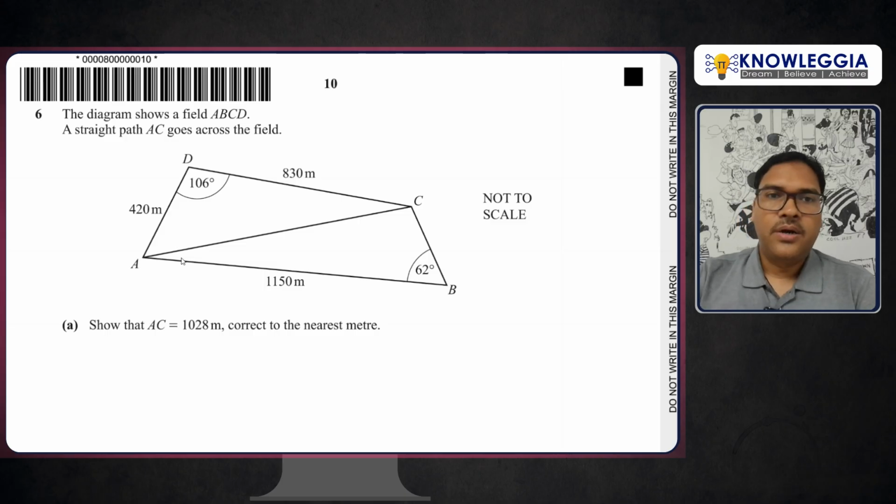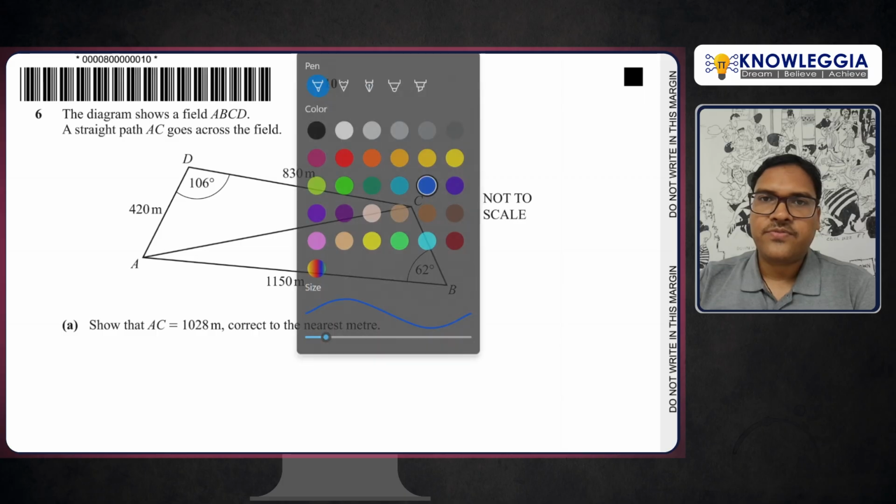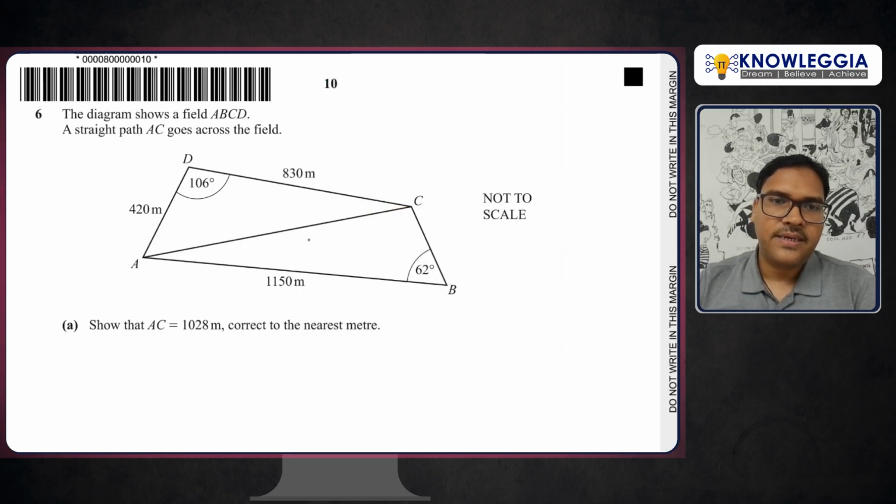Now this is on trigonometry. The question is, the diagram shows a field ABCD, a straight path AC goes across the field. Show that AC is 128 meters, correct to the nearest meter. So what you have to do is just find the distance AC.